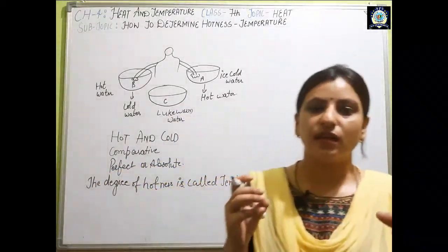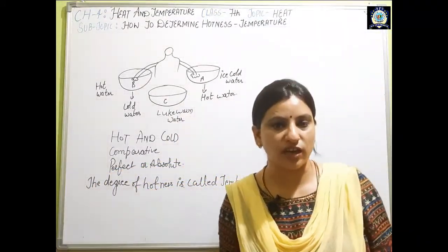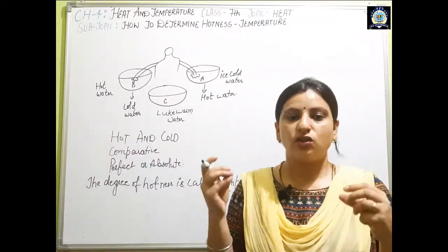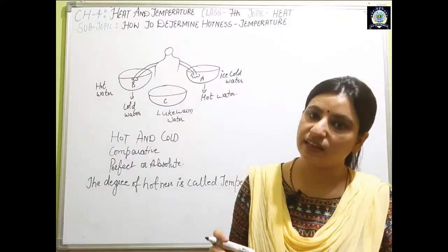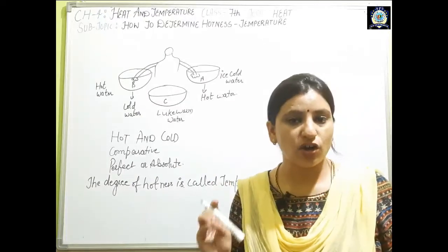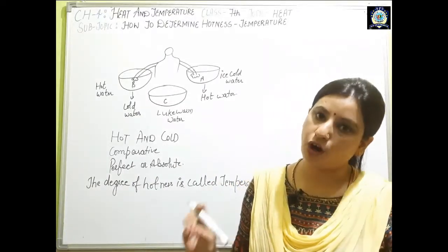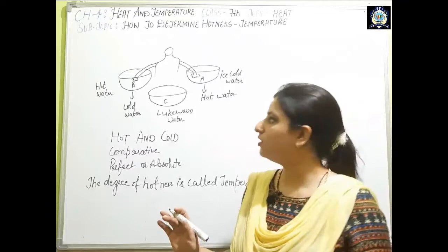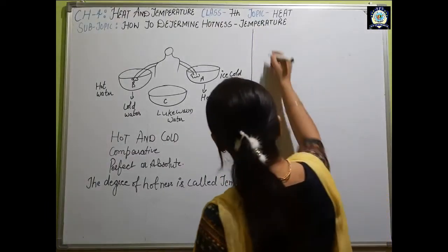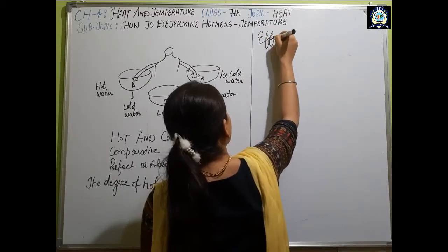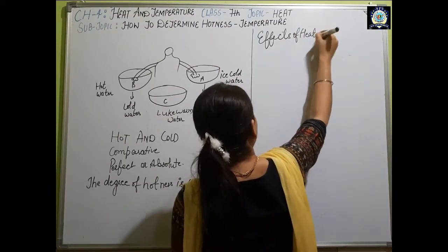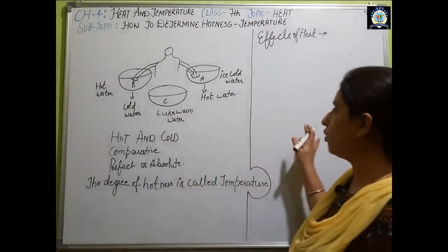Now when the heat is gained by the objects, they undergo a number of changes in them, and those changes which are due to the heat, they are called the heating effects. So what is the effect of heat on different types of objects? We will discuss about that. So the effects of heat on different objects are as follows.